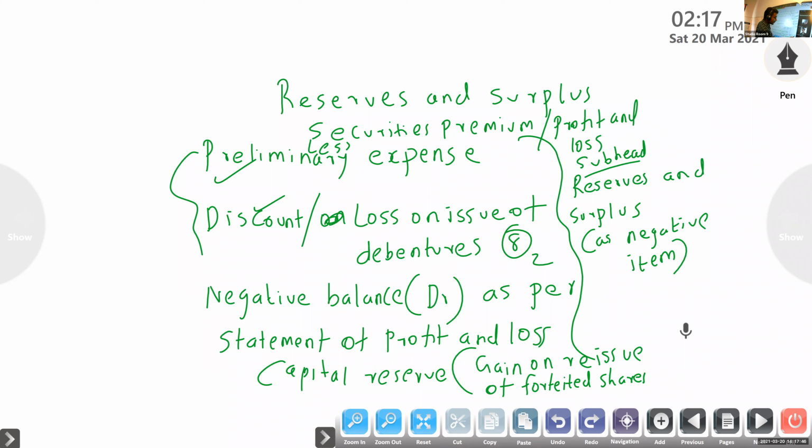I'm telling all the items. So now you will get the idea about which one is related to share. Accounting for share capital is there. From this chapter you will study everything.